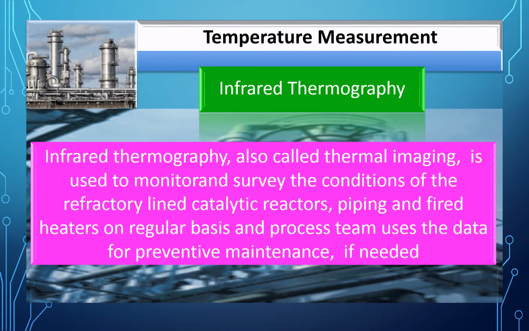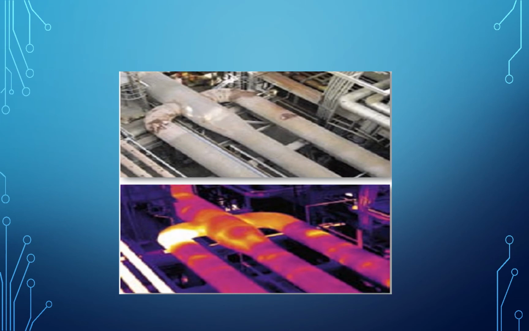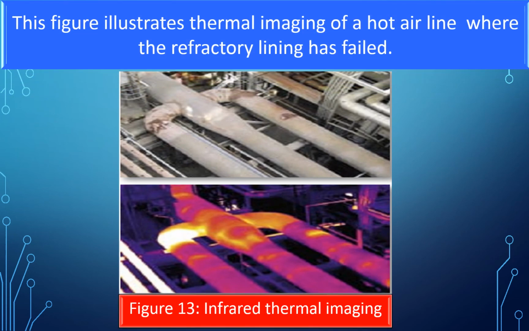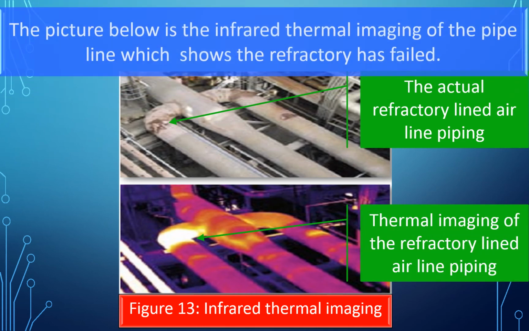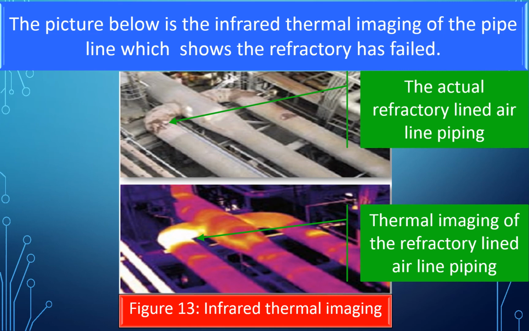Infrared thermography, also called thermal imaging, is used to monitor and survey the conditions of refractory lined catalytic reactors, piping and fired heaters on a regular basis, and the process team uses the data for preventive maintenance if needed. This figure illustrates thermal imaging of a hot air line where the refractory lining has failed. The picture at the top is the actual hot air line piping lined with refractory. The picture below is the infrared thermal imaging of the pipeline, which shows the refractory has failed.